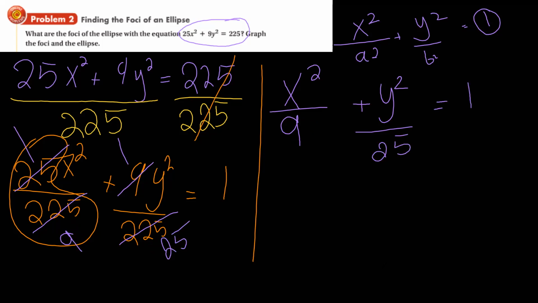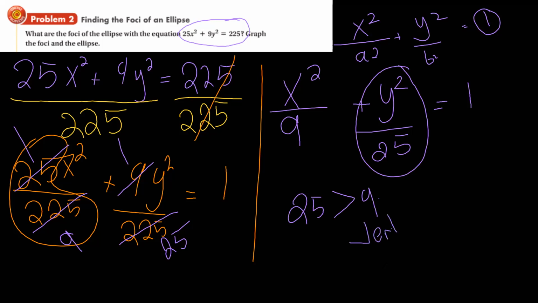Now after that, look at the numbers in the denominator. One is 9 and the second is 25. Which is greater? 25. So 25 is greater than 9, and 25 is under y. So the major axis is on the y-axis, so it is a vertical ellipse. So I know now it is a vertical ellipse. Let's continue.